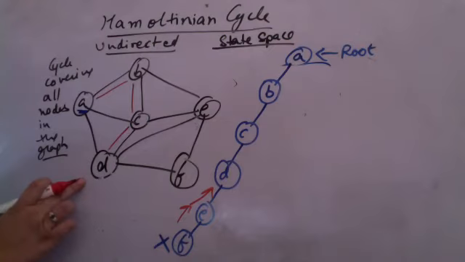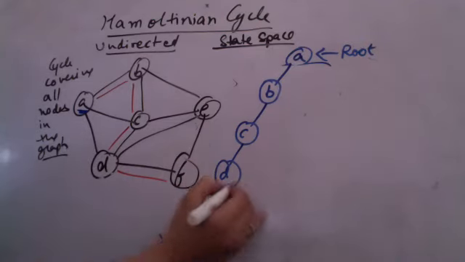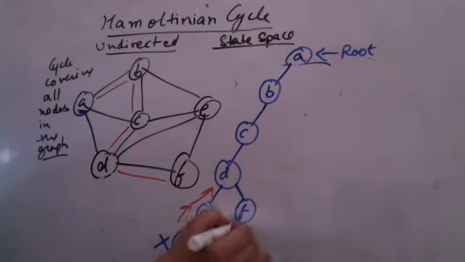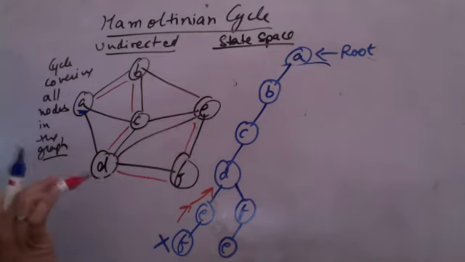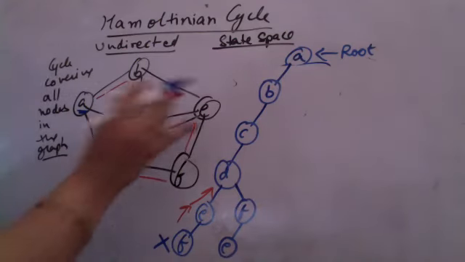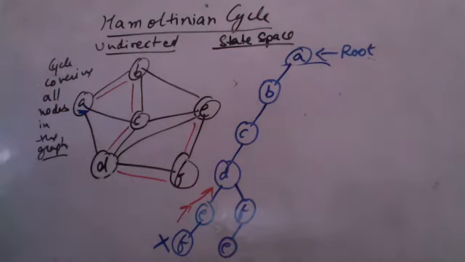What possibility is there from D? Instead of going to E, you could have gone from D to F. That means another possibility could be that you go from D to F and then from F to E. Now again you are stuck. No more unvisited nodes are left, and E to A again is not possible. So again this is a dead end. Are you understanding?